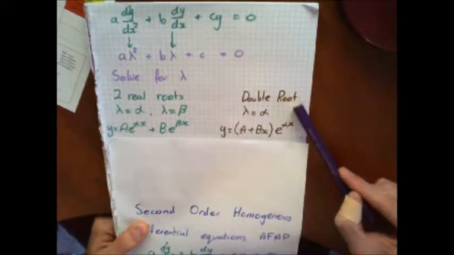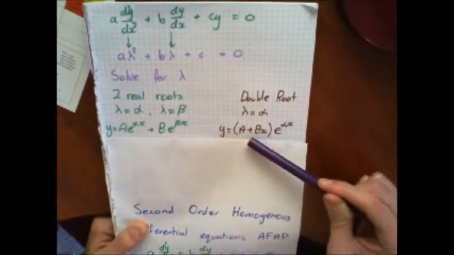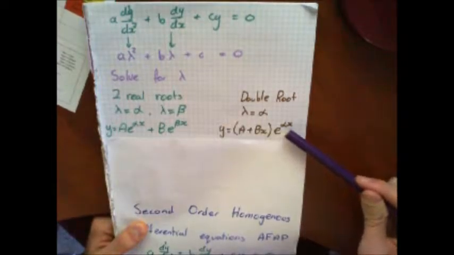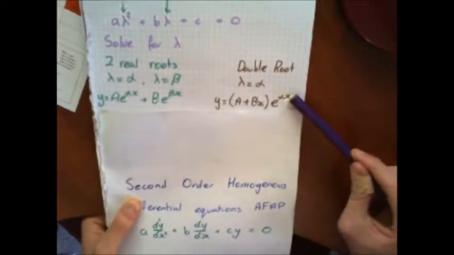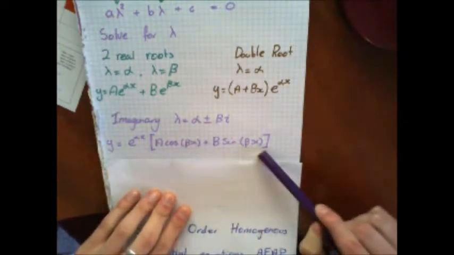If you get a double root, you're going to do this equation where y is equal to a plus bx times e to the alpha x. And lastly, if you get an imaginary root, you got this long equation.